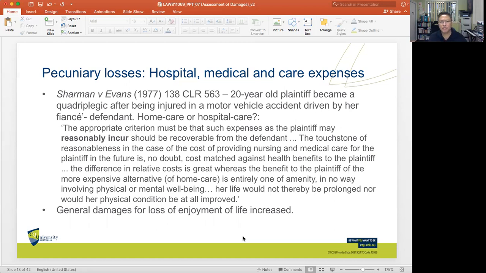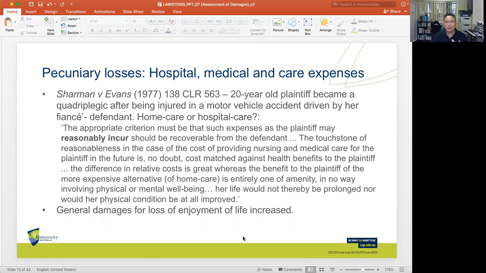So in the case, for example, of Sherman versus Evans, there was a 20-year-old plaintiff who became a quadriplegic after being injured in a motor vehicle accident driven by her fiancé, who then became the defendant. So imagine that scenario there. You're having a good time with your fiancé, about to be your husband, and then you end up in a motor vehicle accident, and then you become quadriplegic. That's pretty tragic, right? Very, very horrible. In that scenario, did the fiancé bail out? Interesting question, right?